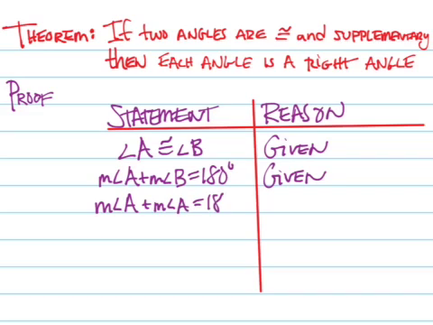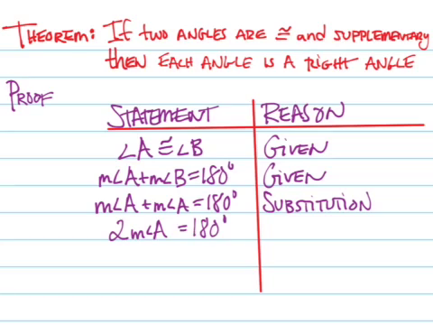How did I get from the line above, something that was given, to this here? What did I do? Alex? I substituted. I took an equivalent measure and put it into the same equation. So there's my substitution property. Measure of angle A plus measure of angle A is 2 times measure of angle A. That's our definition of addition. We just simplify it.